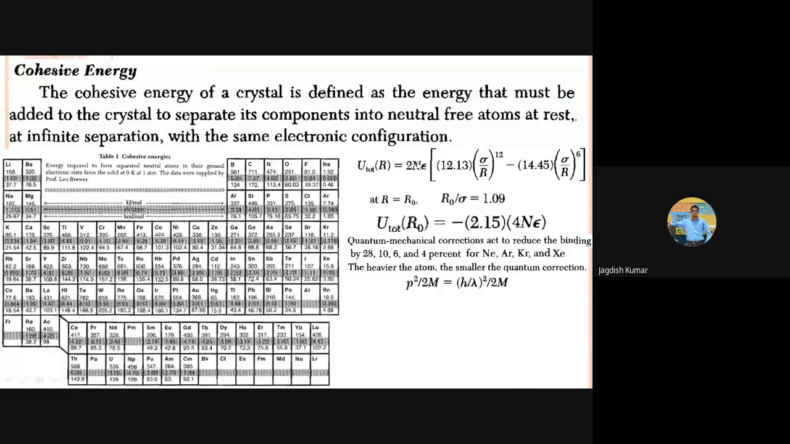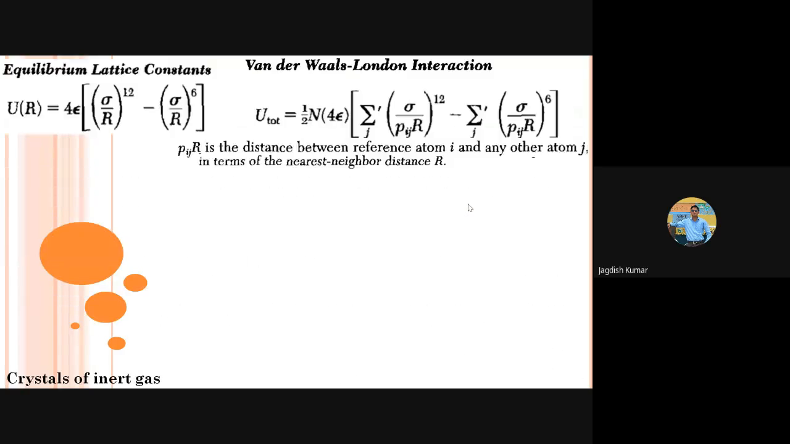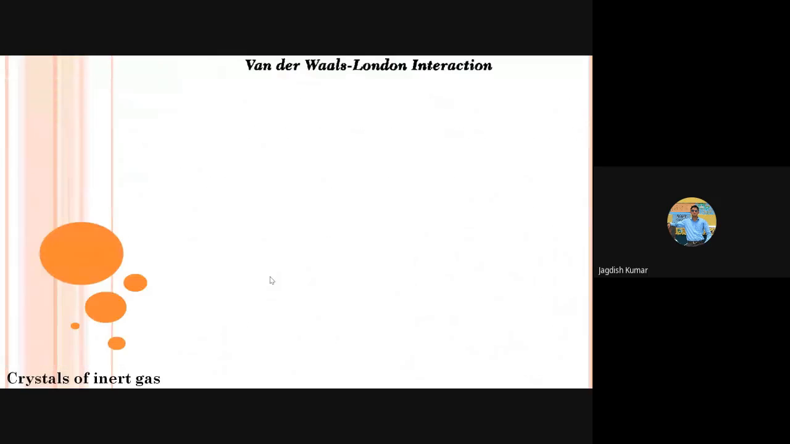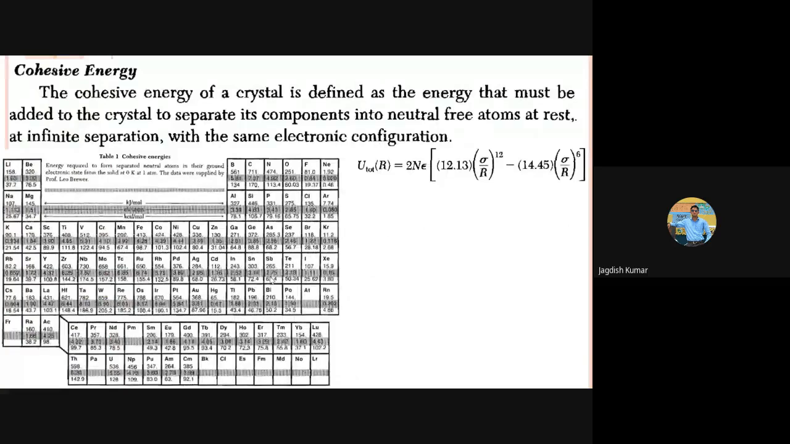So basically cohesive energy can be calculated by putting this value, because this is the equilibrium lattice constant. So when we put R is equal to R naught, then we can calculate the cohesive energy. So we just have to put the values here. Then cohesive energy turns out to be equal to 2.15 into 4 N into E. E we know from the table. I think I had shown a table in the previous slide somewhere here. Yeah, so here is your E. Then you can put that and write down the expression for the cohesive energy of noble gases.